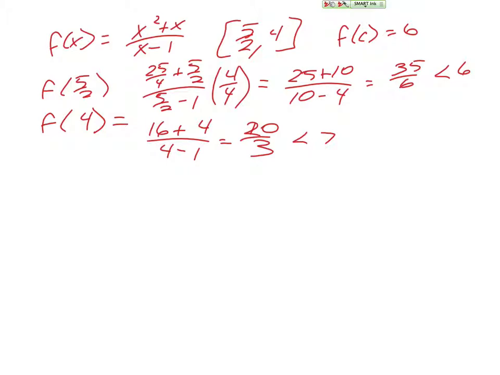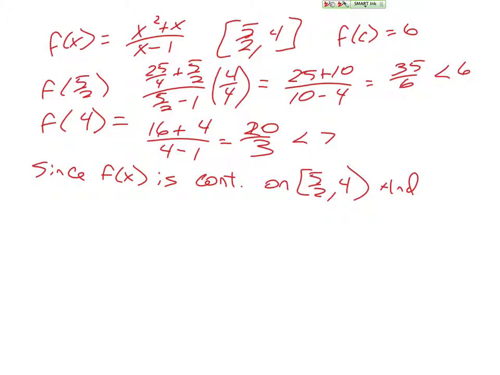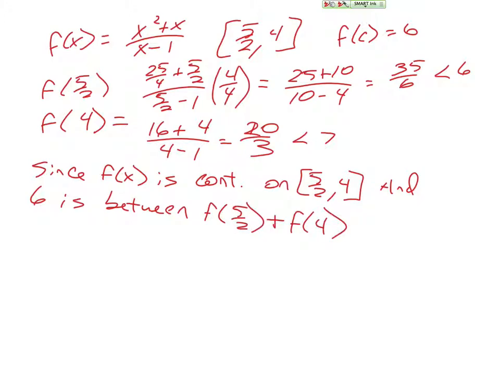So how does it start? Since f of x is continuous on the closed interval, 5 halves to 4, and 6 is between f of 5 halves and f of 4.